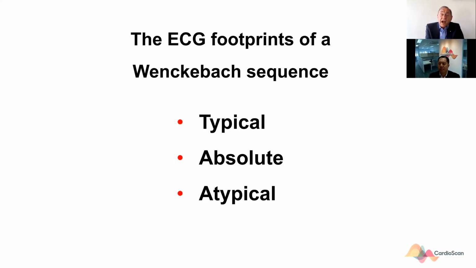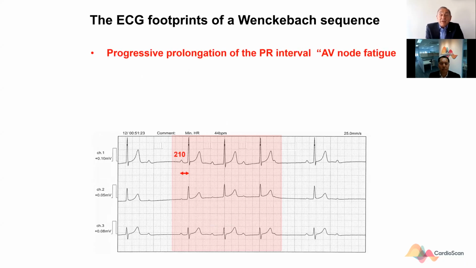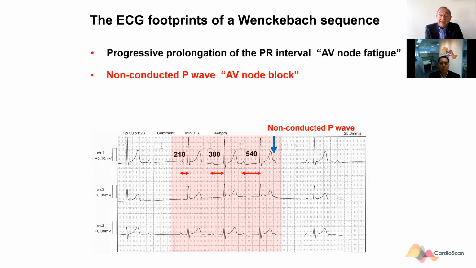When I try to describe Wenckebach sequences, I divide it into typical, absolute, and atypical. And I'll show you why now. Let's have a look at the typical footprints of Wenckebach AV sequence. Firstly, there is progressive prolongation of the PR interval, and I call this AV node fatigue. And we can see the PR interval gradually increasing, and then there is a drop beat, a non-conducted P wave. Then the AV node rests and conduction returns, as you can see with the yellow highlight.